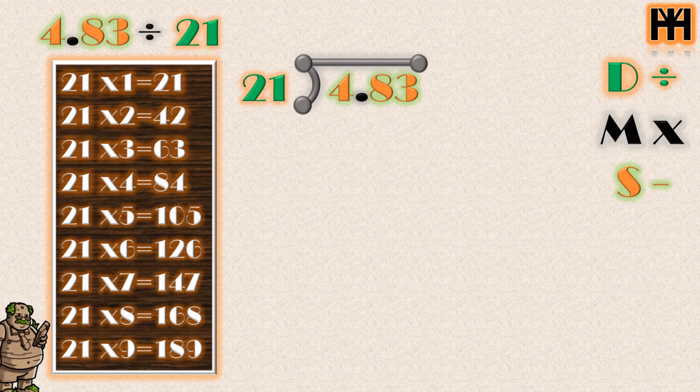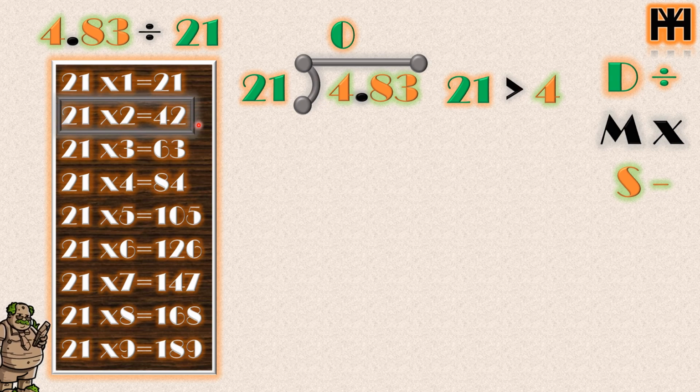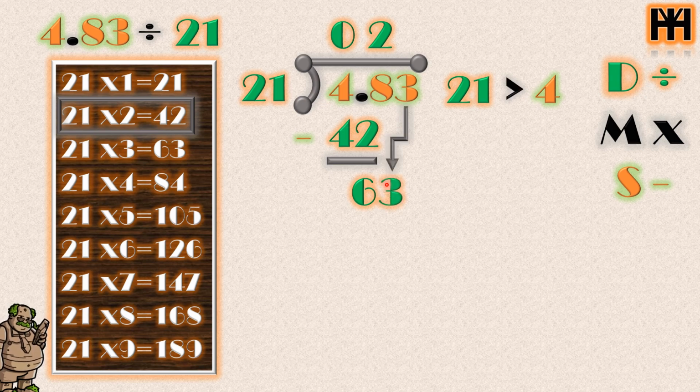And let's start. 4 divide 21 can't be, because 21 is greater than 4. Then we'll have to put 0 here above the 4. Then how many 21 is in 48? Let's see here, it's 42, not 63, because 63 is greater than 48. So it's 21 times 2 is 42. So this is our number here. So it will be 2. So you write 2 here. Then the multiplication, 2 times 21, it's 42. Then subtract 48 and 42. Let's subtract them. So the answer will be 6. And take this 3 down.